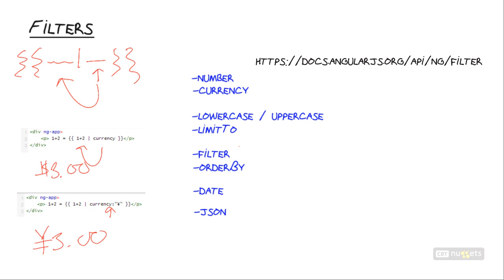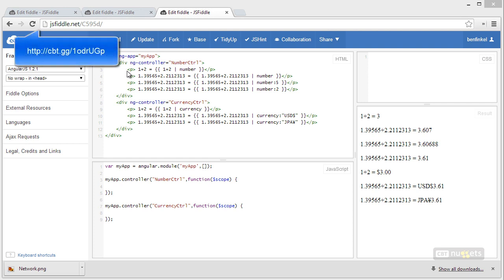These first two, number and currency, are filters that apply to numeric values. So let's talk about those a little bit, see them in action. I've got my fiddle up on screen now, and you can see I've got a couple of controllers, a number and a currency controller, just demonstrating how these two filters are applied.